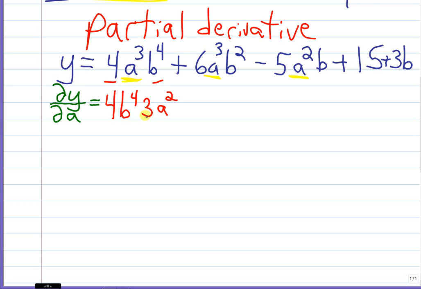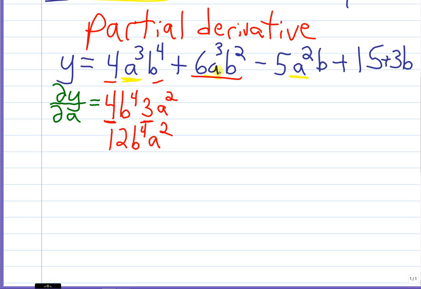And now that we're done with that, we could collect these two things that really are constants. The 3 and the 4, 3 times 4 is 12. Right? So we can rewrite that as 12 b to the 4th a squared. Now let's look at the second term and take the derivative, or the partial derivative with respect to a.